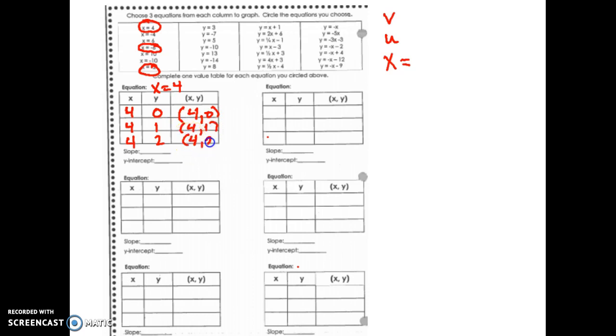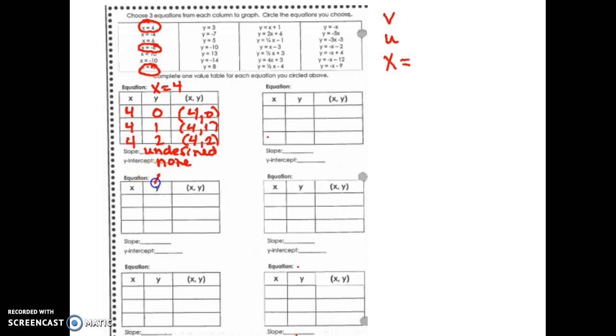I'm just taking my x as my input, my y as my output. This is a special case, x is equal to 4, so my x's are always 4. Because it's a vertical line, my slope is undefined, so I'm going to put undefined here. And my y-intercept with a vertical line is going to be none. I'm never going to cross the y-axis. So there's my example for x is equal to 4.